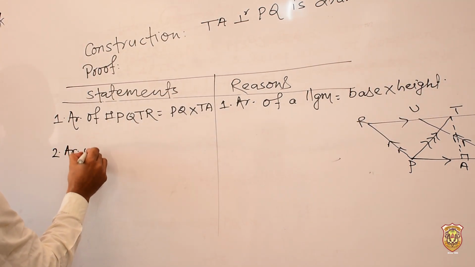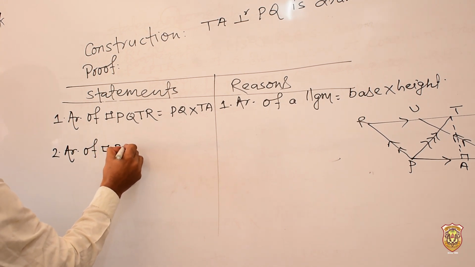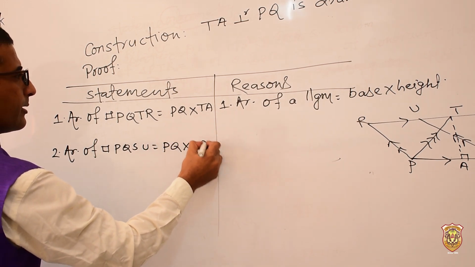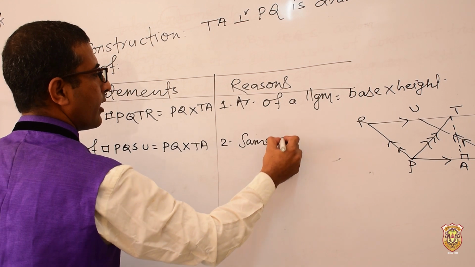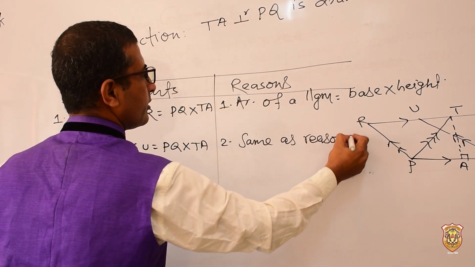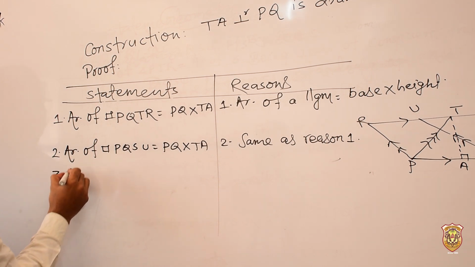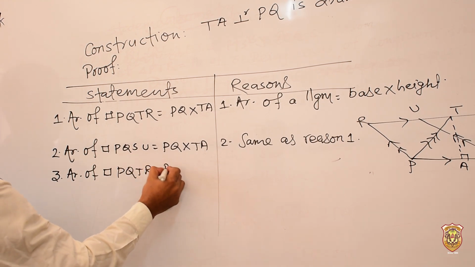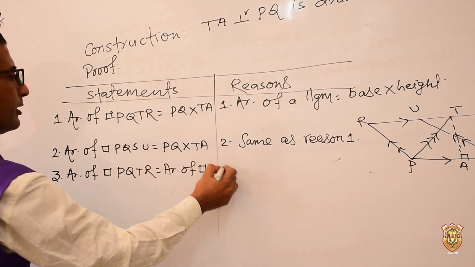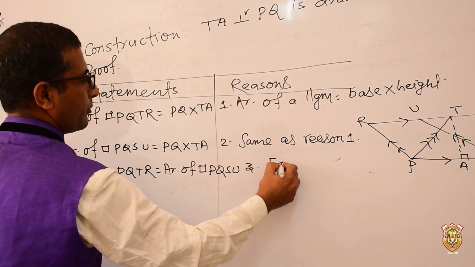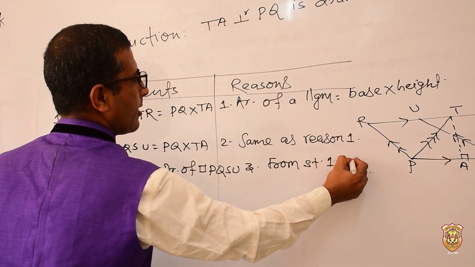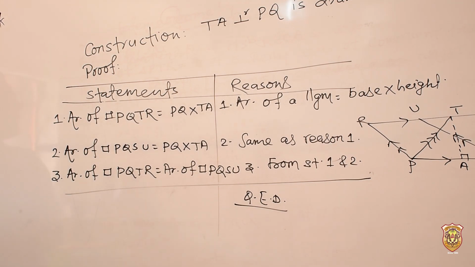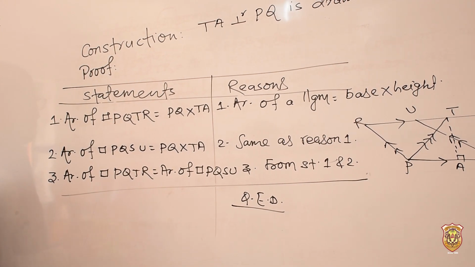Again, area of parallelogram PQSU equals PQ into TA, same as reason 1. Third, area of parallelogram PQTR equals area of parallelogram PQSU, from statements 1 and 2. That's the proof completed. In this way you can complete the first theorem.